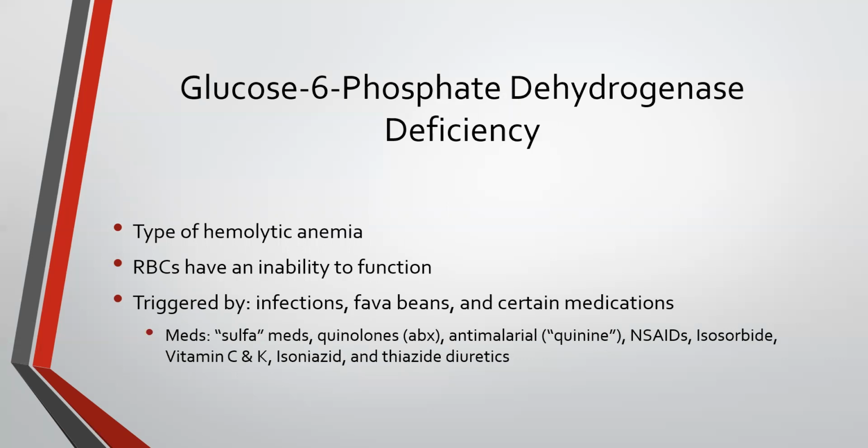I do want to mention G6PD deficiency really quickly. This is glucose 6-phosphate dehydrogenase deficiency. And basically what that is, it's a lack of glucose 6-phosphate dehydrogenase, so thus the name, lack of that G6PD. And the RBCs literally cannot function the way they are supposed to. And this is again triggered by infections, triggered by fava beans, and certain medications. And so that's kind of interesting, fava beans. It's not one that you hear of very often.